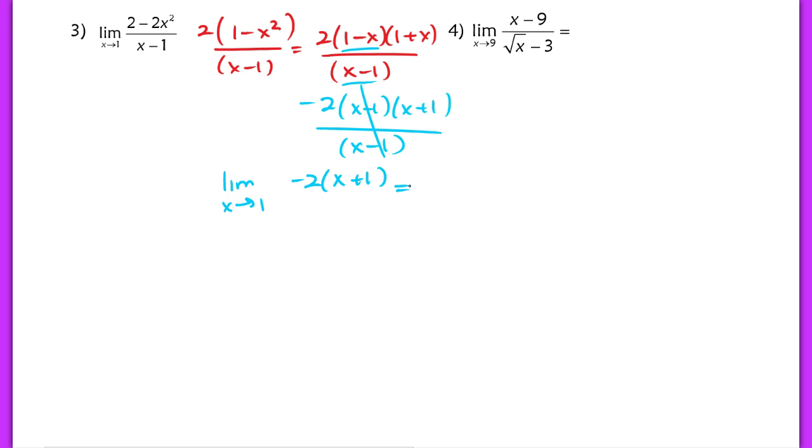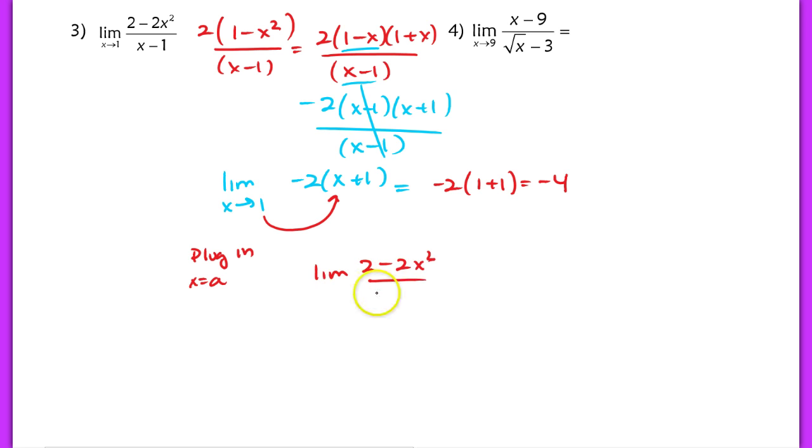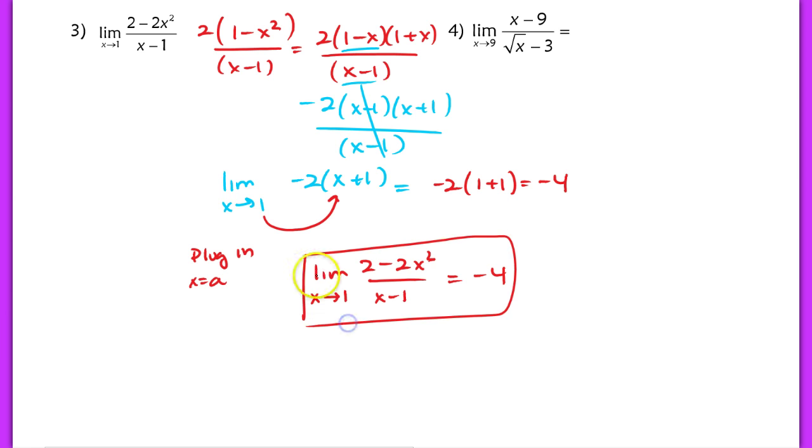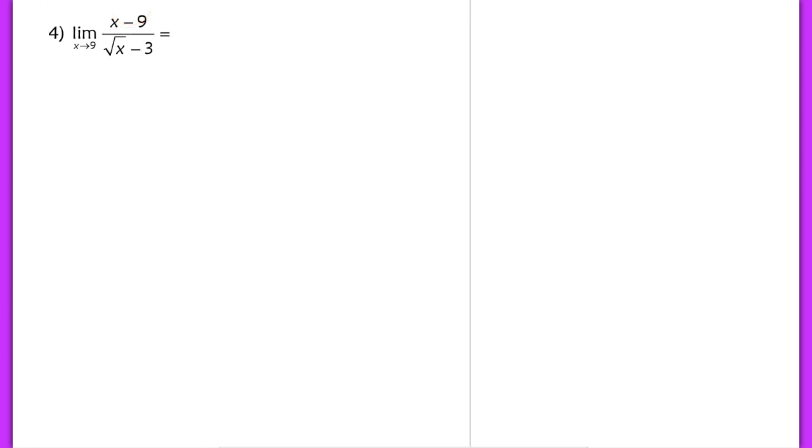x plus 1. So here, again, I'm going to plug in x equals a. So we'll plug in 1 into the function here. So we have negative 2 times 1 plus 1, which is negative 4. So the limit of 2 minus 2x squared over x minus 1 as x approaches 1 is negative 4. Okay, let's try number 4 now.